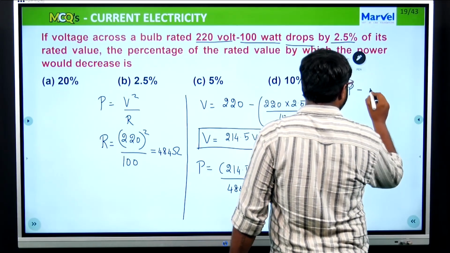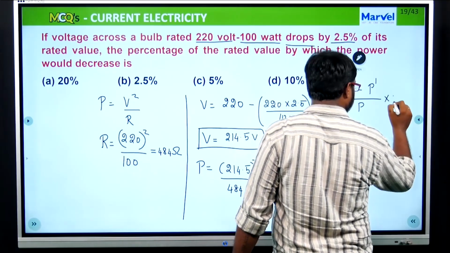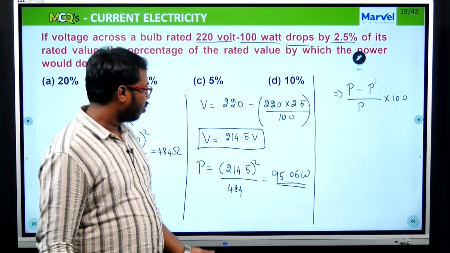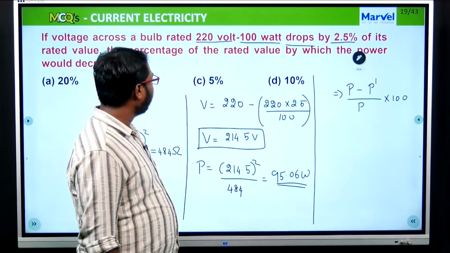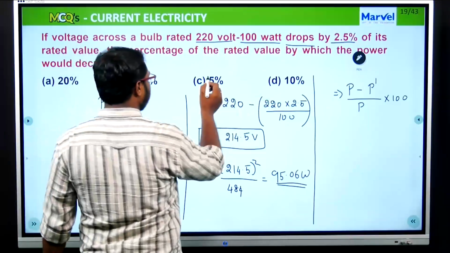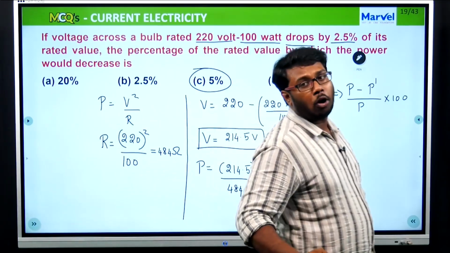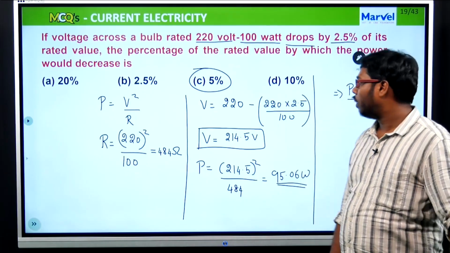Initial percentage minus the changed percentage, divided by the initial percentage, multiplied by 100 will give you the percentage change. So just by looking at this, I can get that 100 minus 95 is approximately 5. So the percentage decrease in your power is approximately 5%. This is how you solve it.